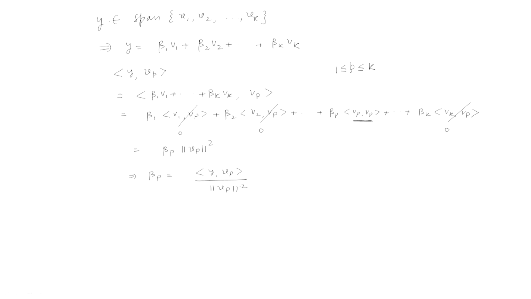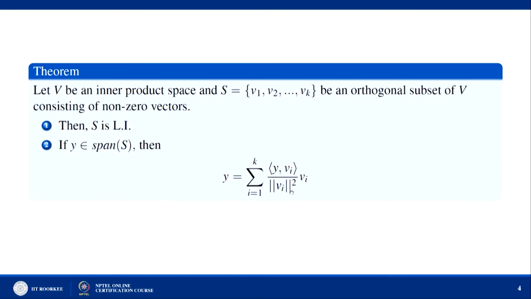So, what is beta 1? You replace p by 1. What is beta 2? You replace p by 2, and similarly the other betas. So what can we say about y? Now, this y can be written as the summation over p from 1 to k of beta p vp. So this can be written as the sum over p from 1 to k of the inner product of y with vp upon the norm of vp squared, times vp. Hence we obtain the same result. Instead of i I am having p, no problem with that.